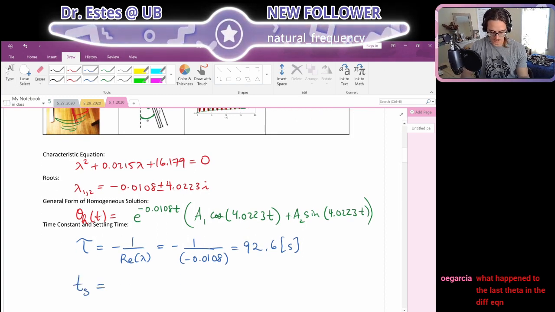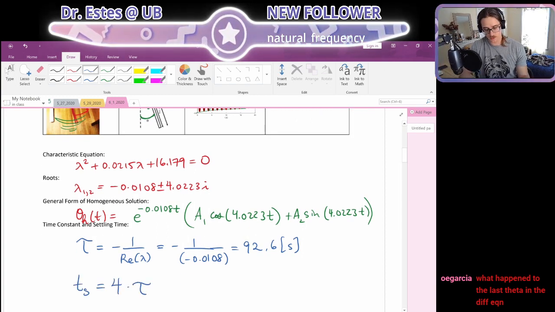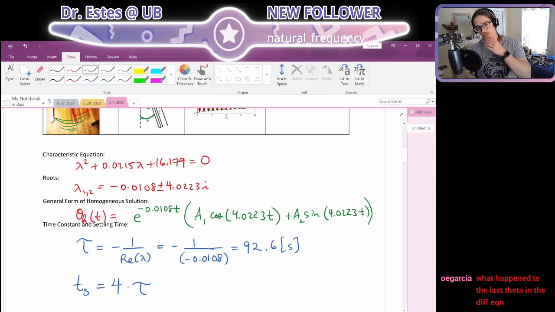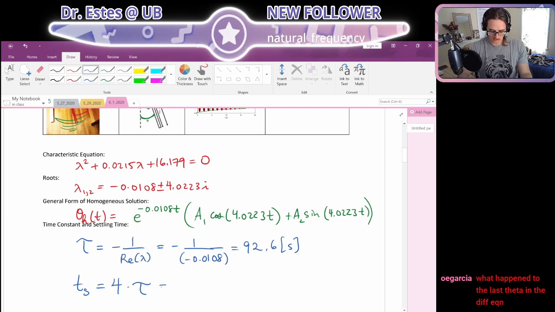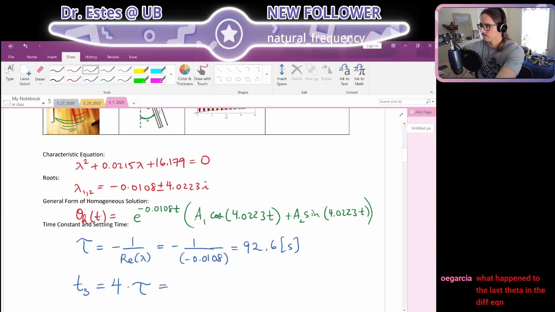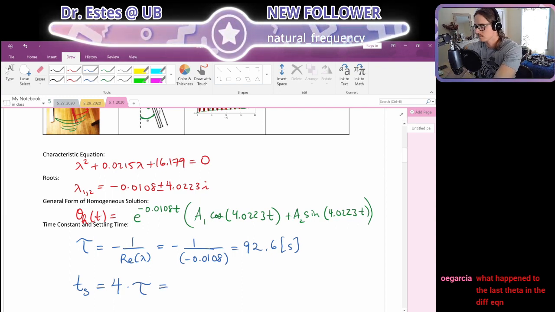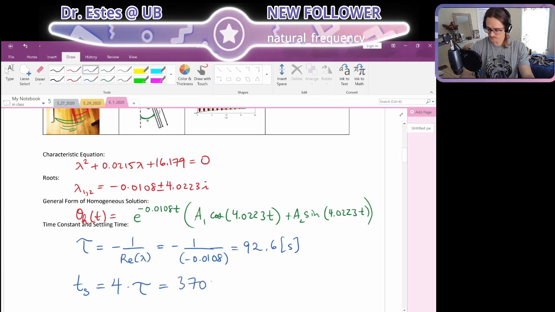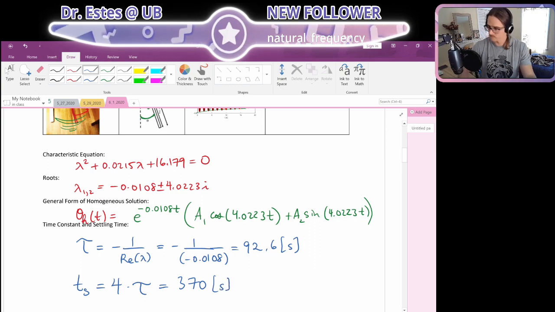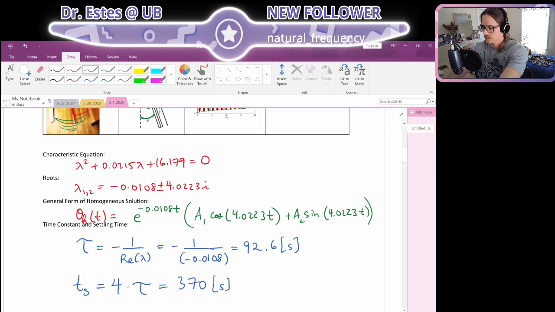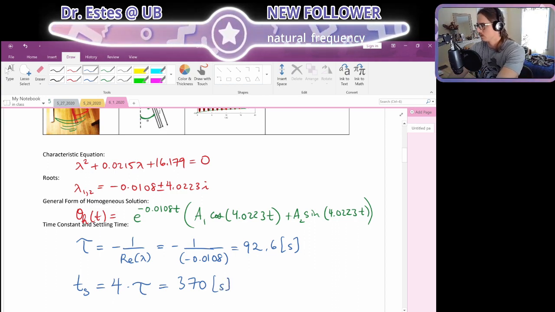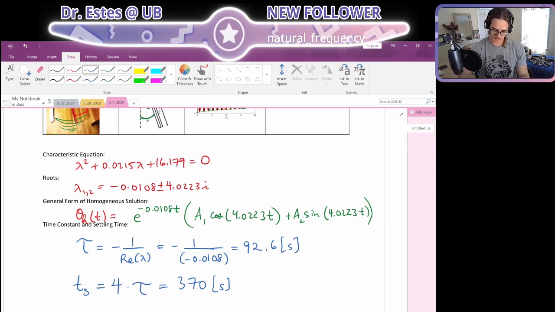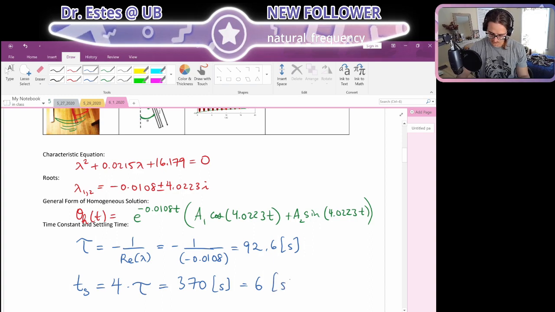So my settling time, which is theoretically when it decays 98% of the way, which is effectively it's done, would be 4 times that. 370 seconds. How many minutes is that? Like a little bit, like 6 minutes? That's kind of hard to believe.